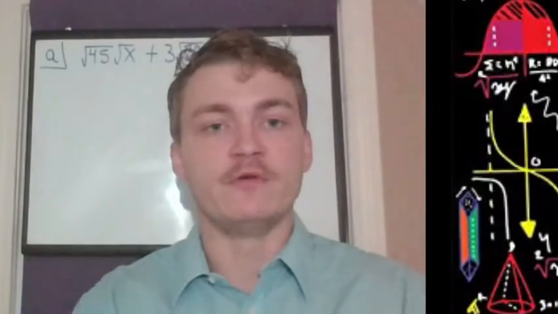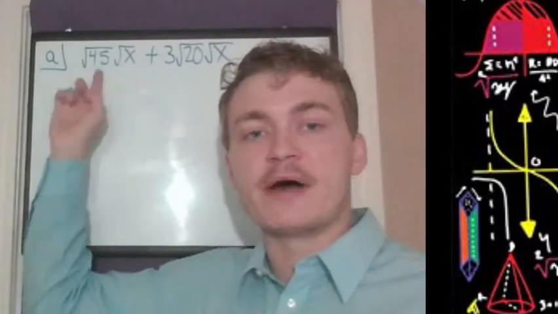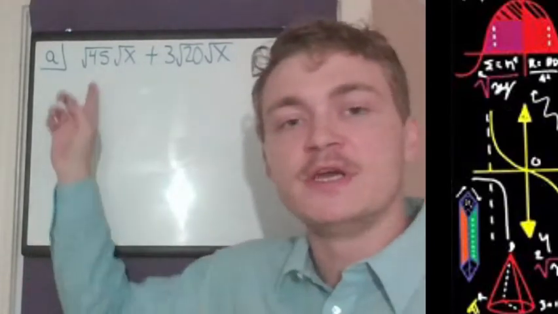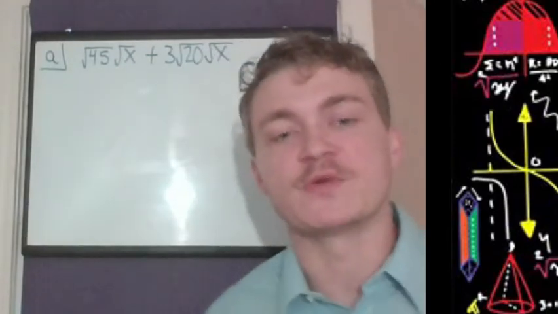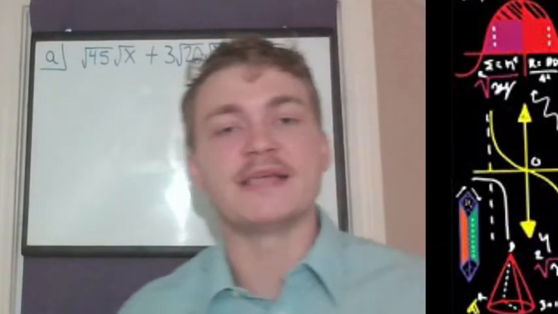And now we will go to our full view here. For our first term, let's worry about simplifying just this term here, square root of 45 times the square root of x. We start with 45. Is it a perfect square, or does it contain a perfect square factor? We saw this example quite often in the last section.